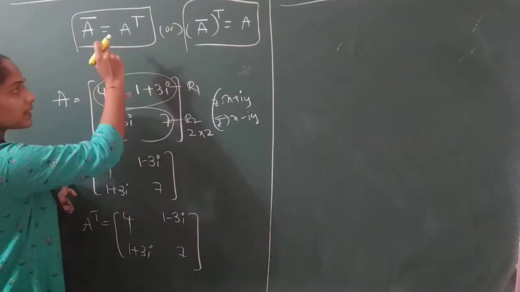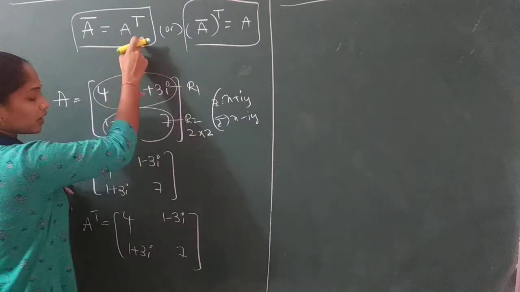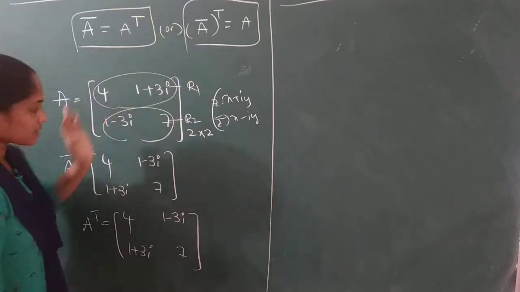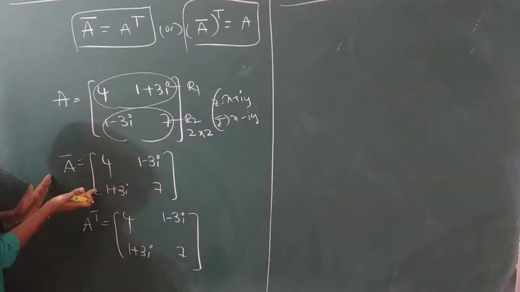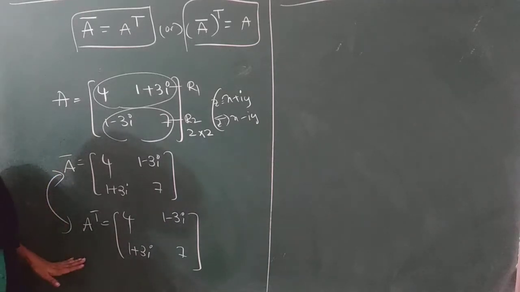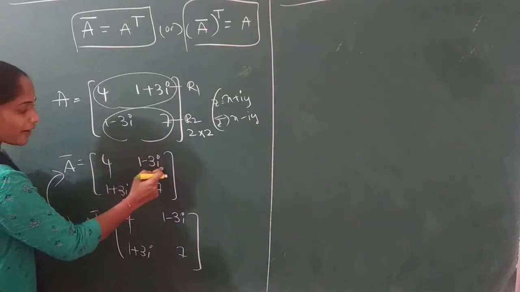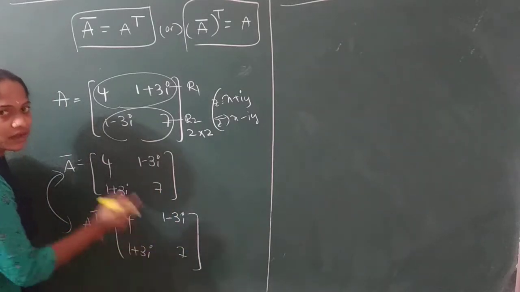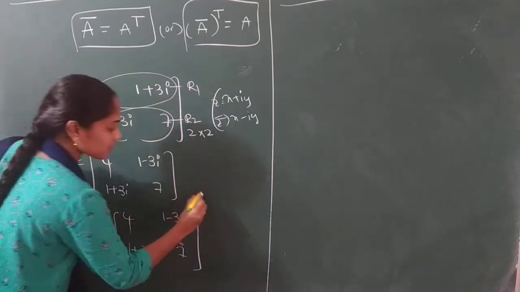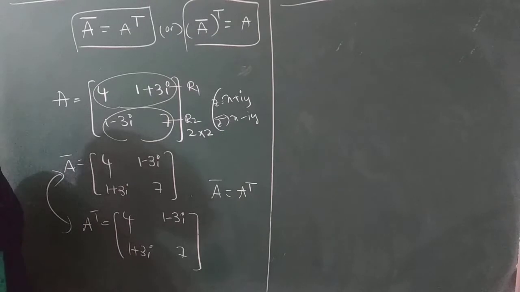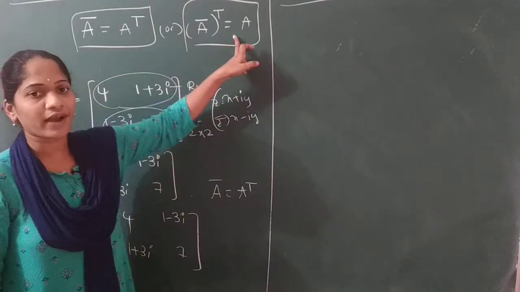What condition should be satisfied? A conjugate equals A transpose. If both are equal, the matrix A is said to be a Hermitian matrix. This is your A, this is your A conjugate, and this is your A transpose. Please check whether these two matrices are equal or not. 4, 1 minus 3i, 4, 1 minus 3i; 1 plus 3i, 7, 1 plus 3i, 7. So here our conjugate is equal to transpose. Then you can say this is a Hermitian matrix.